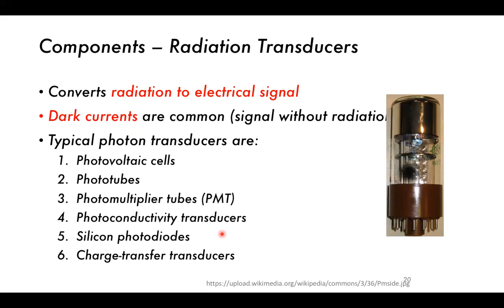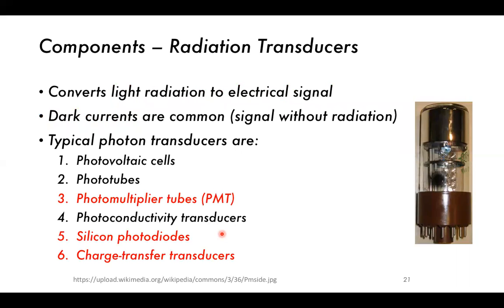So there are 6 major types. We'll mostly look at a couple here. Radiation transducers convert electromagnetic radiation to an electrical signal, and dark currents are common. This is a signal without radiation. Then the typical phototransducers are here. They're photovoltaic cells, which are also used for solar cells. There are phototubes, photomultiplier tubes, which are PMTs, photoconductivity transducers, silicon photodiodes, and charge transfer transducers.